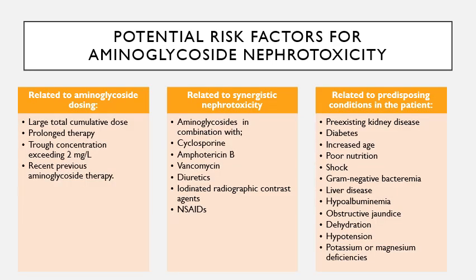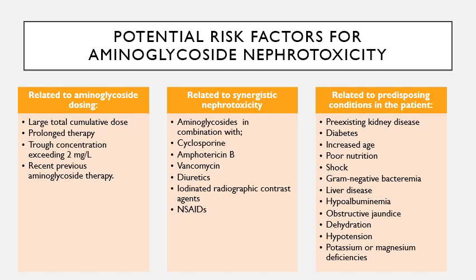So here is the list of potential risk factors that will result in aminoglycoside nephrotoxicity. They are divided into three categories. Number one is related to aminoglycoside dosing. If we increase the doses of the aminoglycoside, this will result in increased chances of nephrotoxicity. If a large total cumulative dose or prolonged therapy is given, it will result in more chances of aminoglycoside nephrotoxicity.